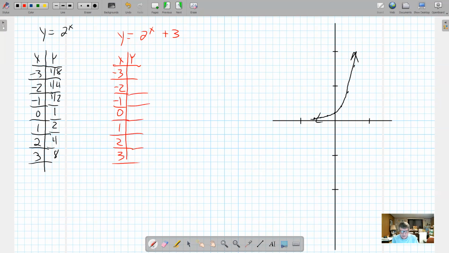Okay, well, 2 to the x would be the same as this, right? So we're just going to take those y values plus 3. So we'd have what? 3 1/8, 3 1/4, 3 1/2, 3 plus 1 is 4, 3 plus 2 is 5, 3 plus 4 is 7, 3 plus 8 is 11. Okay, so -3 is 3 1/8, -2 is 3 1/4, 3 1/2, 4, 5, 7, and 11.